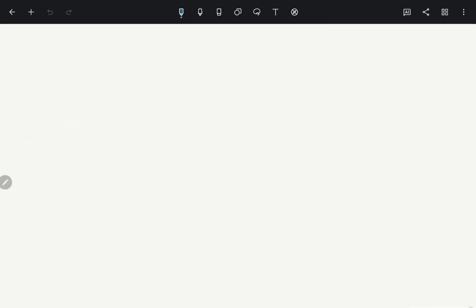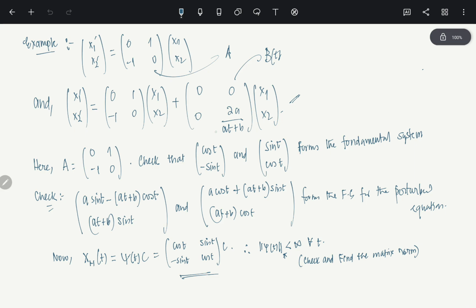So check that the norm of B(t) is bounded for all t. You see what B(t) is? B(t) is this: 0 0 0 2a by (at plus b). You just find out what the matrix norm is. Again, calculate it, and you show that this is bounded.